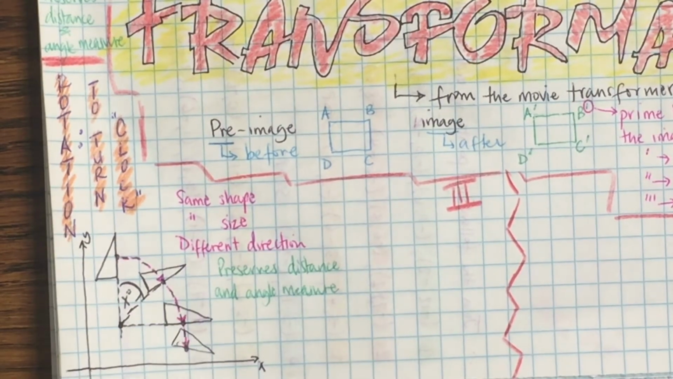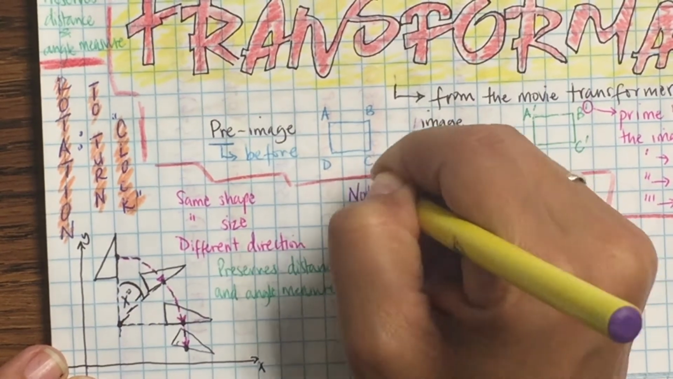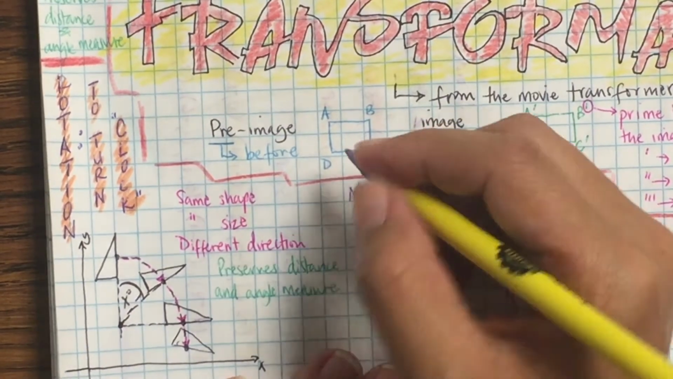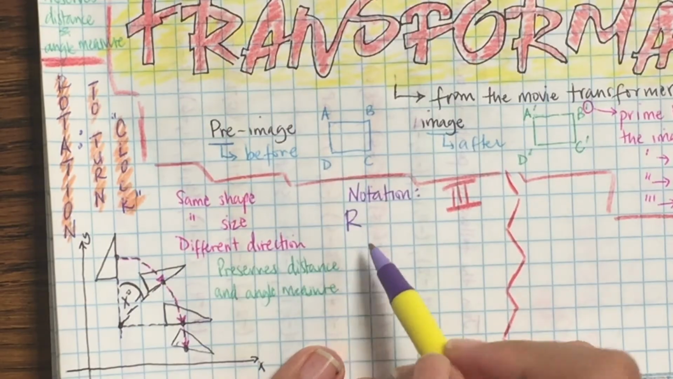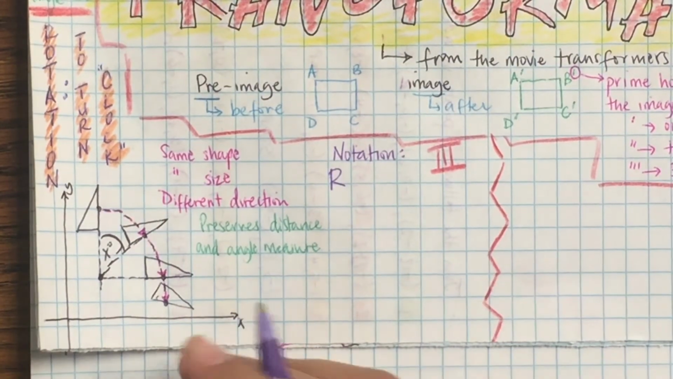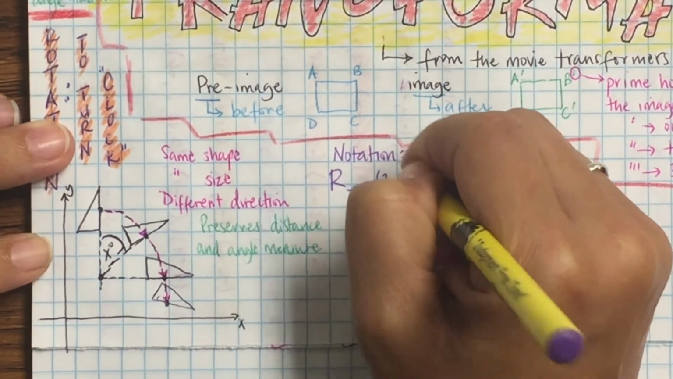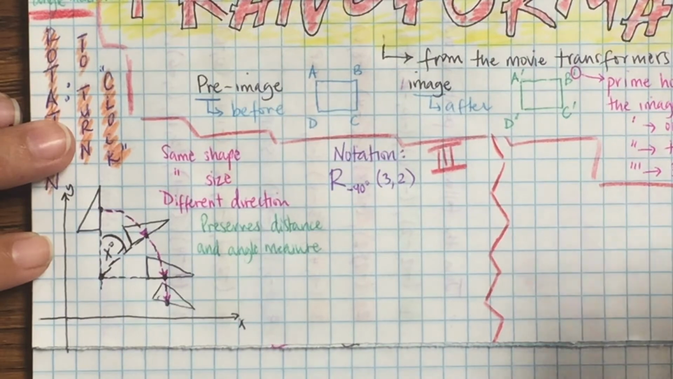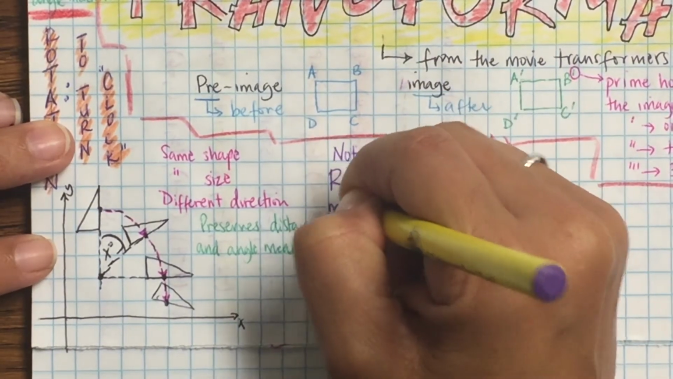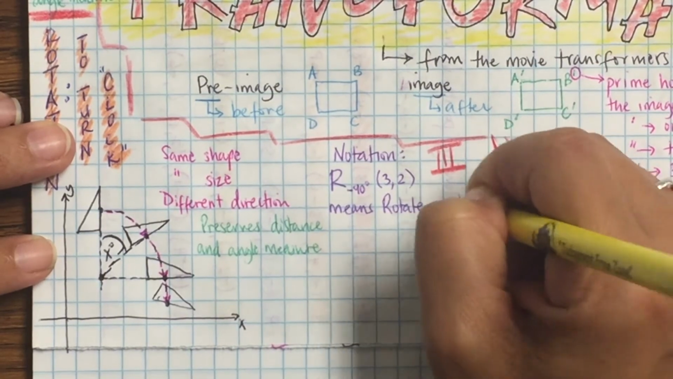Alright, what does notation look like? The notation for this one, and be very careful to know the difference between this one and the reflection. The notation is capital R. And then if you had negative, let's say you're rotating it negative 90 degrees, and here's the kicker. Negative 90 is actually in the clockwise direction. So make sure you make a note of that. So that means rotate point 32 clockwise.